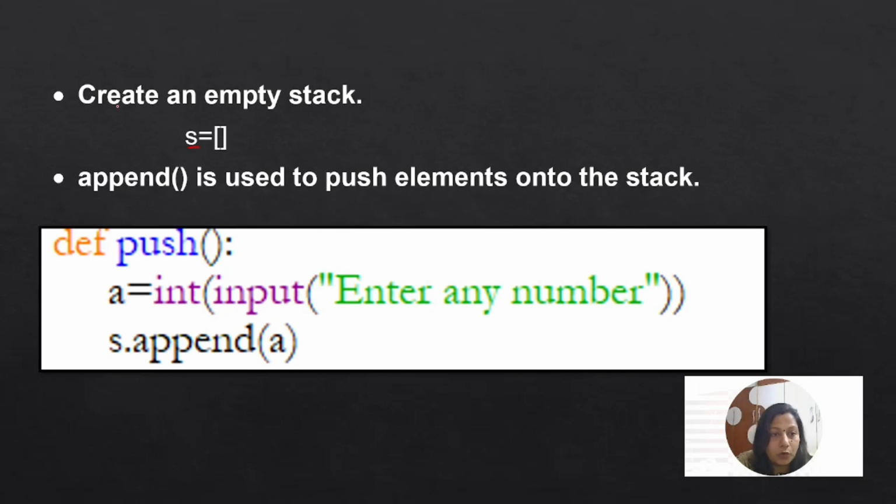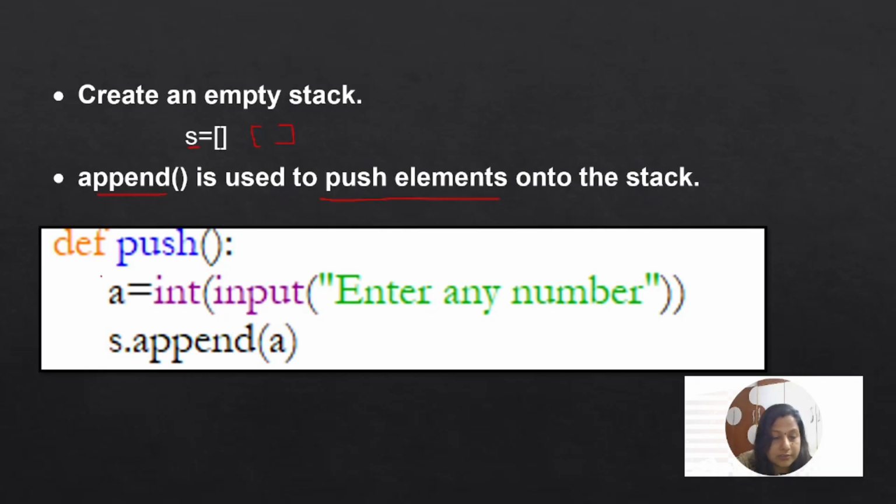Okay, so when you want to create an empty stack, how can you create it? You have to create a variable here. For example, if they ask you to do it for a book, you have to create a variable named book. I am giving s as the variable. s equal to, you use square brackets to create an empty stack. After that, if you want to push an element, you are adding an element to the stack. Which function will you use? The append function. The append function is used to push elements onto the stack.